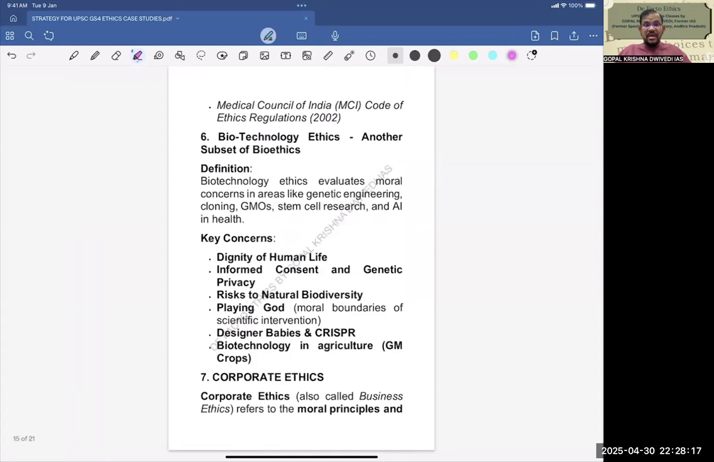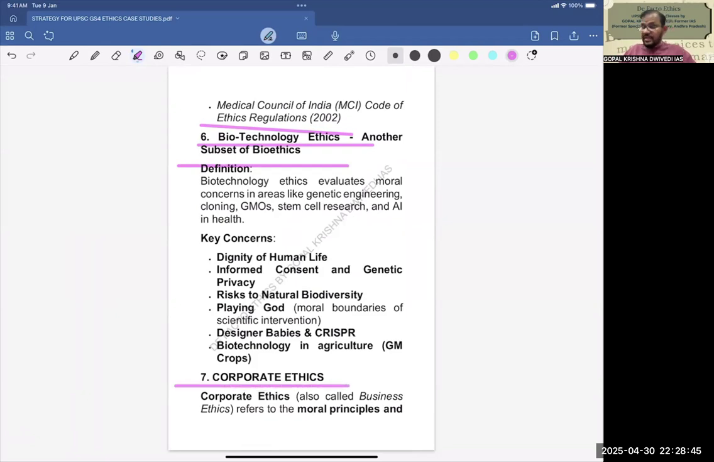In Indian context, Medical Council of India has also come up with ethical regulations 2002 that also can be applied. Then next is biotechnology ethics. This is another subset of bioethics. Biotechnology ethics can be applied where dignity of human life, informed consent and genetic privacy, risk to natural biodiversity. So all these things we can apply. The case studies were related to all these things, whether biotechnology ethics will apply.